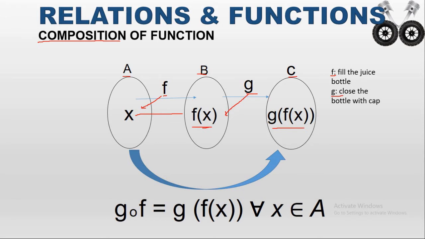If I want to define the function from A to B directly, how can I write it? I can write g o f. So what is g o f? g o f is the composition of g and f, which can be written as g of f of x, for all x belonging to the capital A.